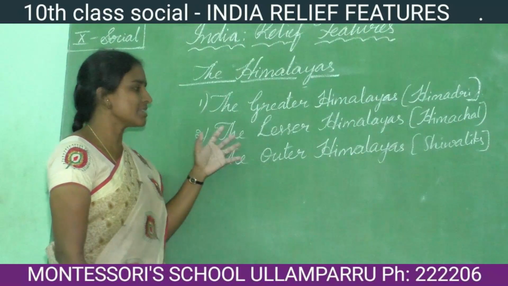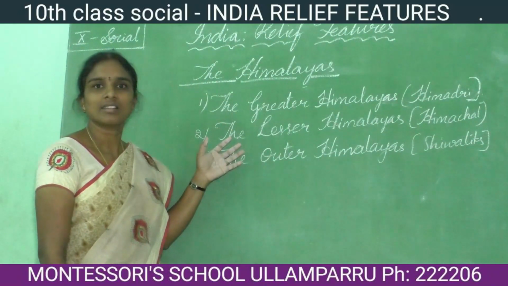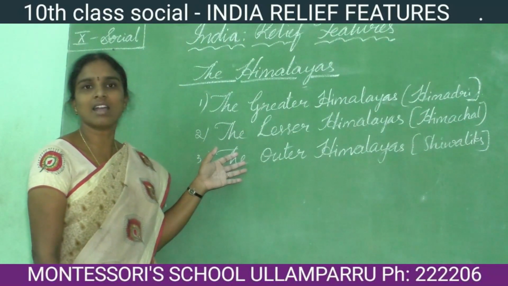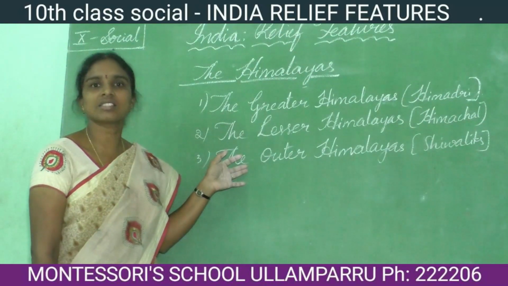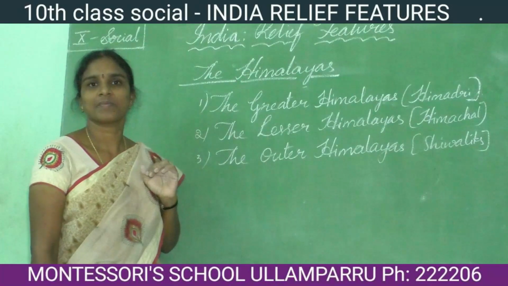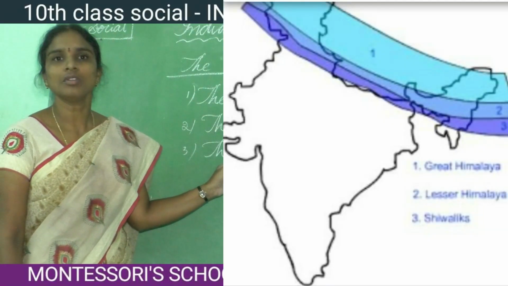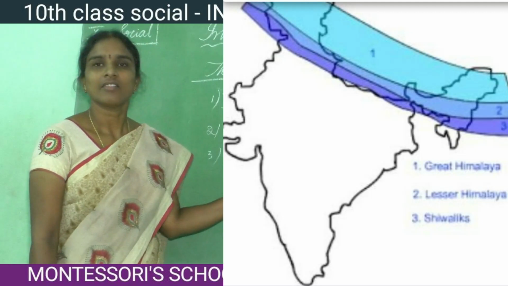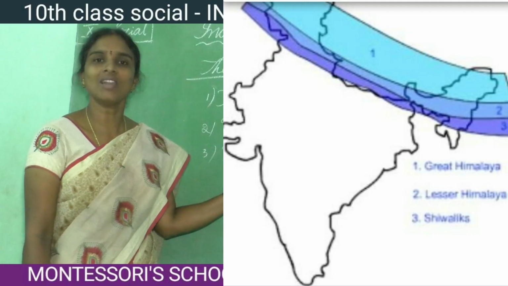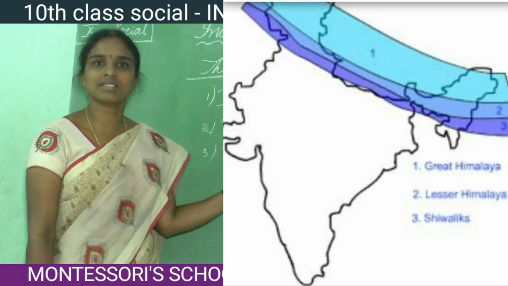Here we can see the sediments that are deposited by the rivers, which form the alluvial soils at the foot of the Shivaliks. The outer Himalayas extend for 10 to 50 kilometers with an altitude of 900 to 1100 meters. And they are called with different names.